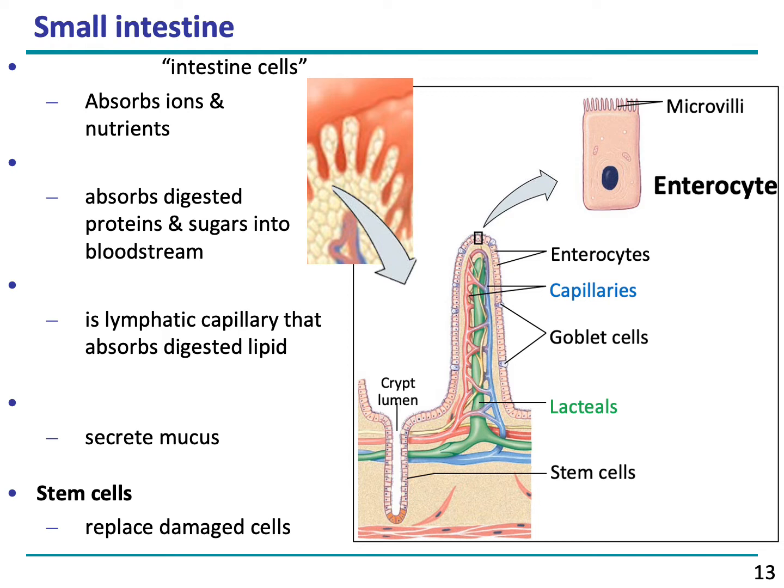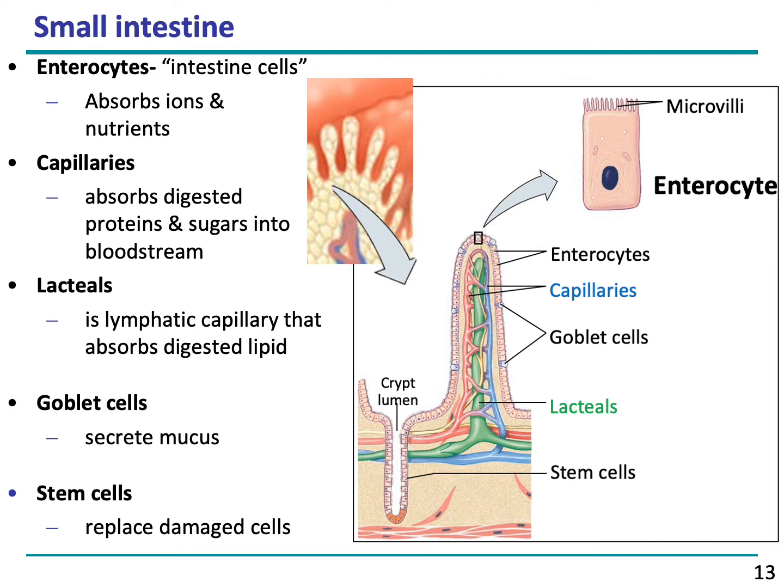Now, if we zoom in at the surface of the small intestine, we're going to be able to find enterocytes. Entero means intestine, and cytes means cells. So we're talking about intestine cells that are dedicated to absorption of ions and nutrients. In the submucosa, we're going to find capillaries, which absorb digestive proteins and sugars and deliver them into the bloodstream. We're also going to find lacteals in the submucosa, which are part of the lymphatic system. This is a lymphatic capillary that is going to absorb digested lipids.